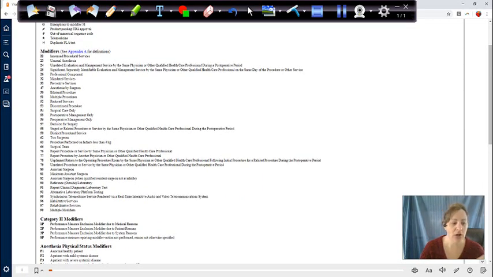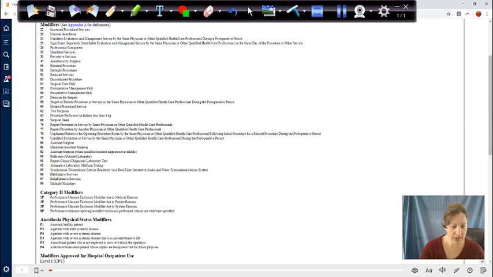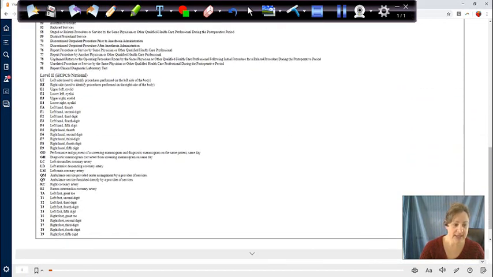Modifiers, you can see, are all 2 digits, but if you look at the inside front cover, you'll see that some of them start with letters, some of them are 2 letters, some of them are letter number, and some of them are just numbers. Yep, it'll never be number letter. That combination doesn't happen, but the other 3 combinations do happen.